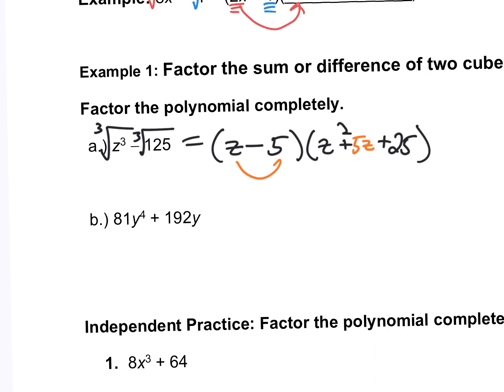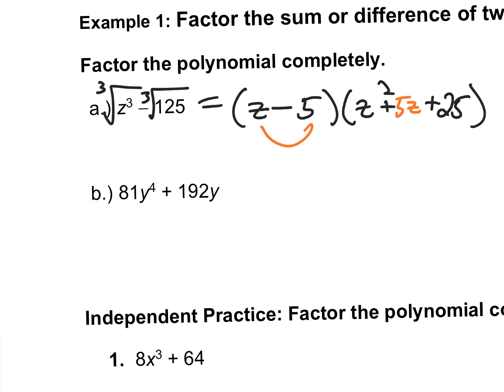Yes, GCF. So that maybe gives you a little hint there. So this is also looking good. Mason did a nice job. I liked what he did there. He pulled out a 3y. And then you have 27y to the third plus 64.